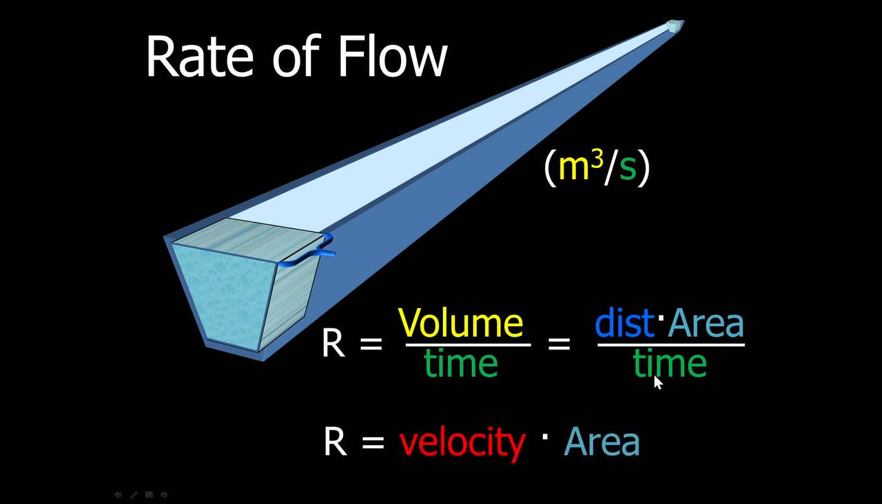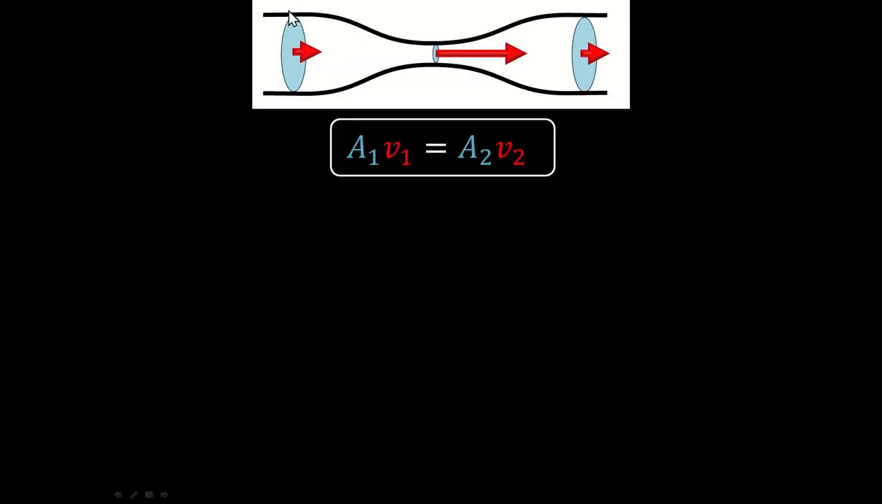Distance divided by time is the same thing as velocity. So distance divided by time times area would be the same thing as velocity times area. So if I calculate how fast that water's traveling in meters per second, and then I multiply by the cross-sectional area of that trough, I would get the same thing as cubic meters per second.